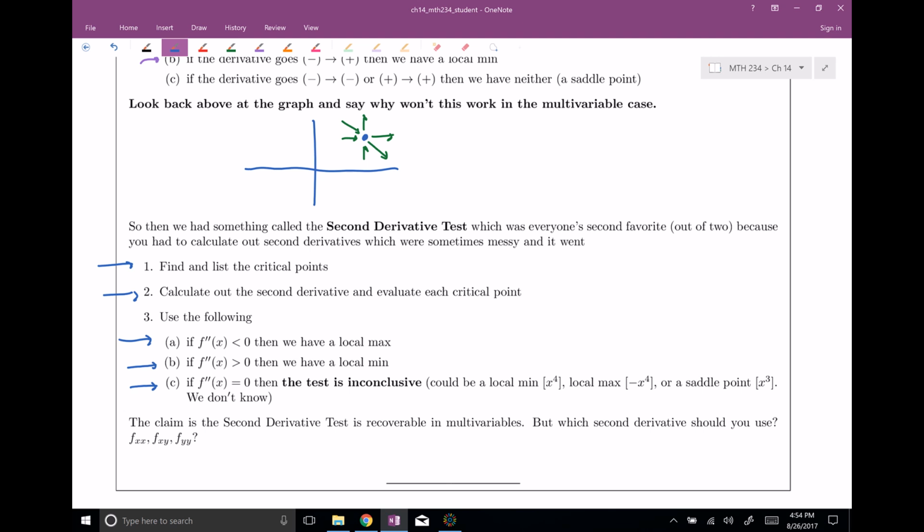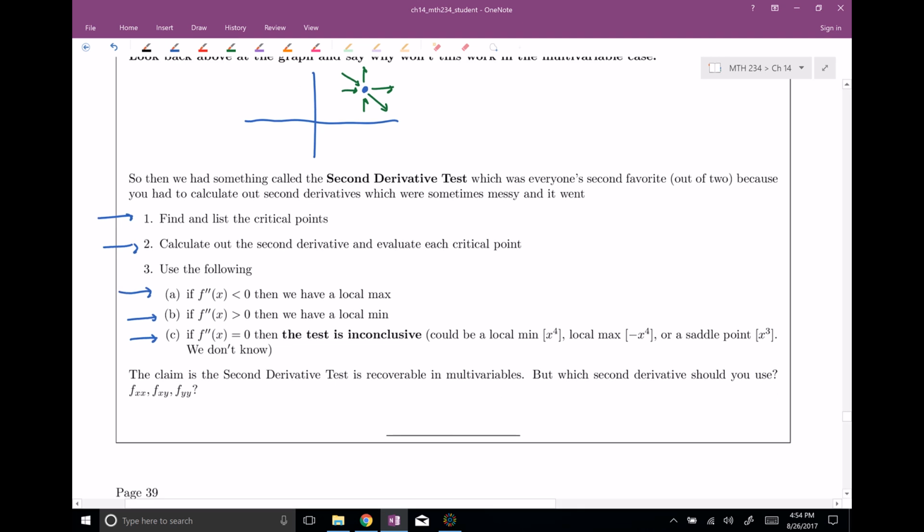Okay, so if I want to use something like this, the claim is this is actually recoverable. We'll be able to do something like this. But if I want to use this, we have a lot of second derivatives. Which second derivative should we use? Should we use f sub xx, f sub xy, f sub yy? Remember, the mixed partials are often the same. And the answer is all of them. Frowny face. So it is mildly complicated, but we'll be able to do this.